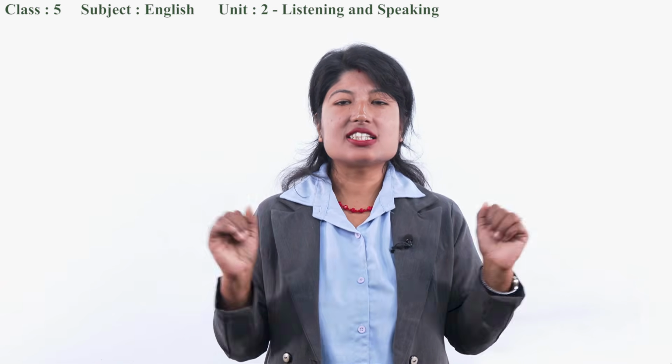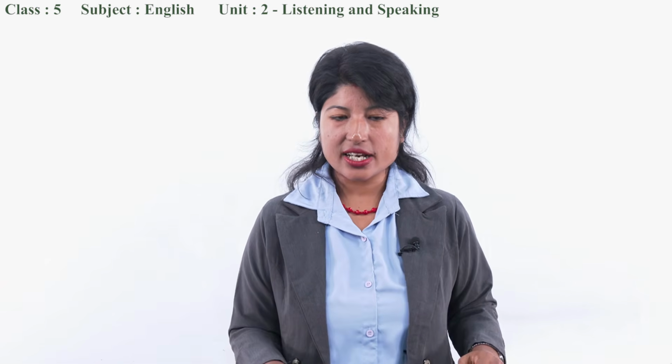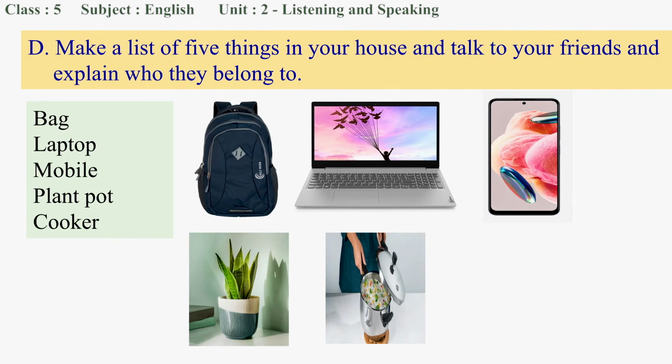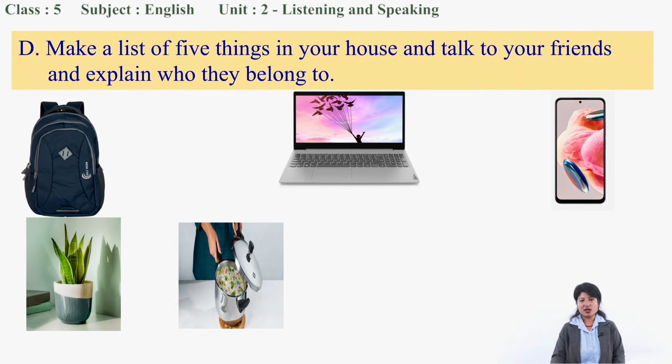Now, activity D. We have one more activity. Look at here. What is that? D. Wow, many pictures are here. What are these things? Let's see. Make a list of 5 things in your house and talk to your friends and explain who they belong to. Okay, I have these 5 things at home. Bag, laptop, mobile, plant pot, okay, and cooker. So, let's talk about whom they belong to.